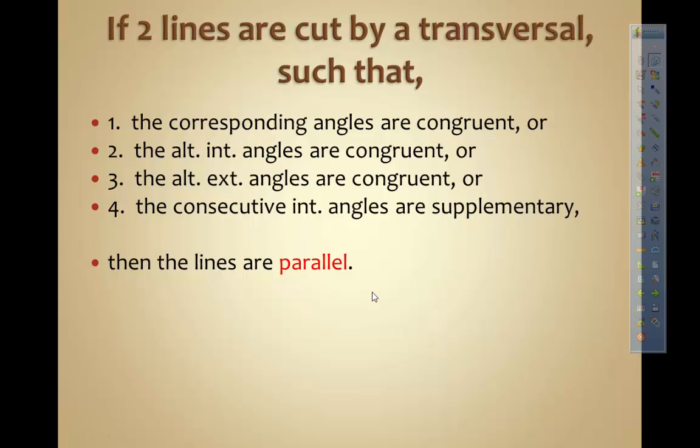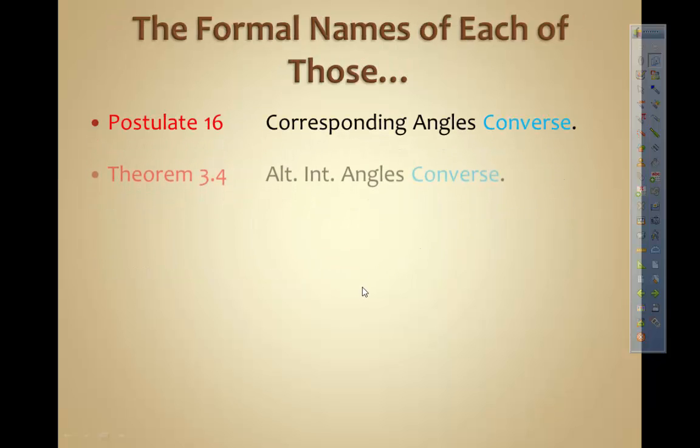If two lines are cut by a transversal such that the corresponding angles are congruent, or the alternate exterior angles, alternate interior angles are congruent, or consecutive angles are supplementary, then the lines are parallel. Now, these four statements are the converses of the statements that we learned yesterday. So it turns out these are going to be true. In fact, they turn out to be theorems. So let's take a look at them. The formal names.